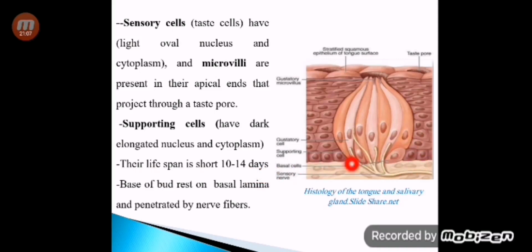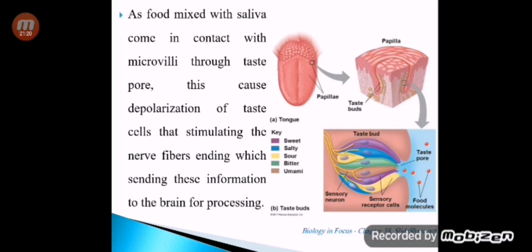The base of the taste bud rests on the basal lamina. This is the basal lamina, which is penetrated by the nerve fiber endings that end in the sensory cell. As food mixed with saliva comes in contact with the microvilli through the taste pore, this stimulation of the microvilli causes depolarization of the taste receptor cells, which then stimulate the nerve fiber endings, and these nerve fiber endings send this information to the brain for processing.